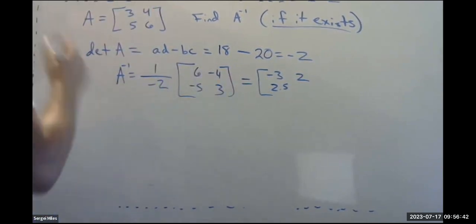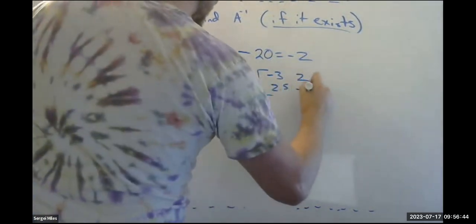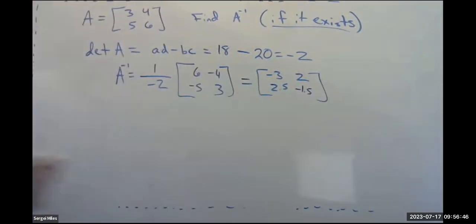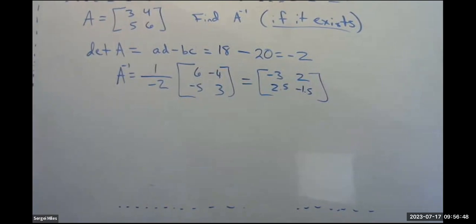3 divided by negative 2 is negative 1.5. All right, great. So an inverse exists. Now that's all fine and good. Why do we care about finding an inverse matrix? Well, now that we have an inverse matrix, we can use this to solve a matrix equation.